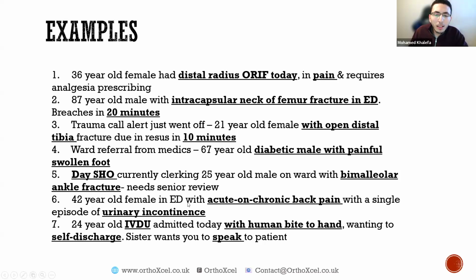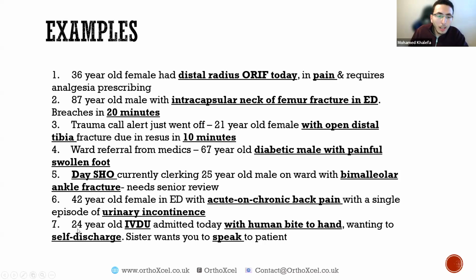42 years old female in ED, acute and chronic back pain. Again, this might sound not interesting, but they say single episode of urinary incontinence. Again, could be nothing, but could be cauda equina. So this patient, again, will take priority.